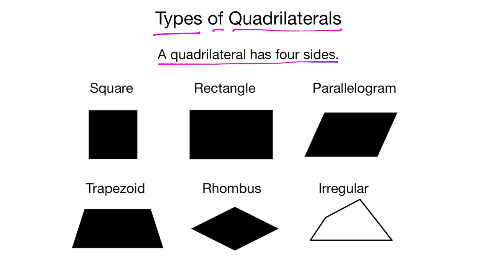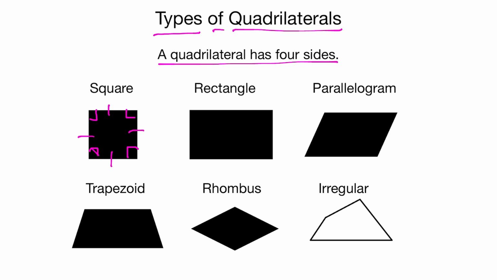First, we have a square. A square has all four sides that are the same length. So I marked those with a little mark on the figure to show that they are all the same length, and a square must have four right angles. These are all 90 degrees in each corner.